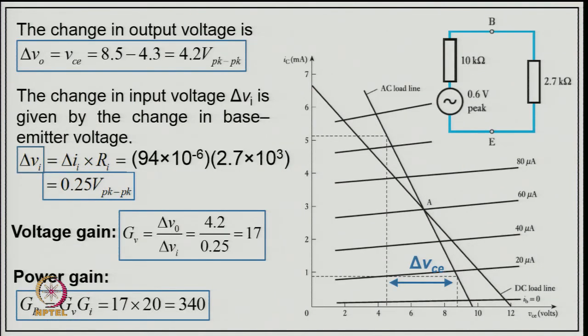And now, the change in the output voltage will be delta V equal to delta VC, 8.5 minus 4.3, that becomes 4.2 volt peak to peak, and thus the change in the input voltage is given by the change in the bias emitter current.